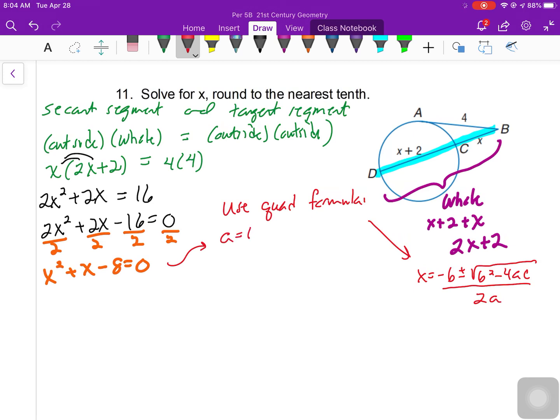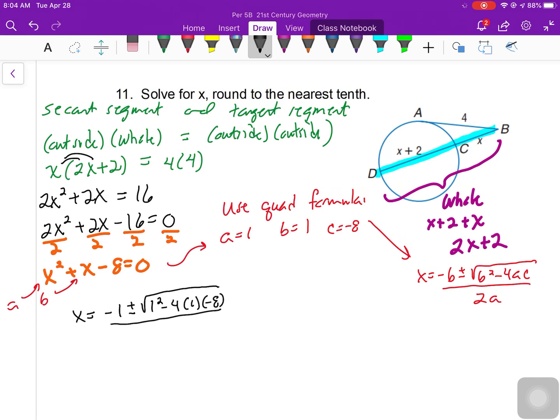That would mean that the a is 1, the b is 1, and the c is negative 8. And now we'll go ahead and put it into that quadratic formula. So we would have x equals negative b plus or minus the square root of b squared minus 4 times a times c, all divided by 2 times a. And we reviewed this again when we did that first week in the algebra review.